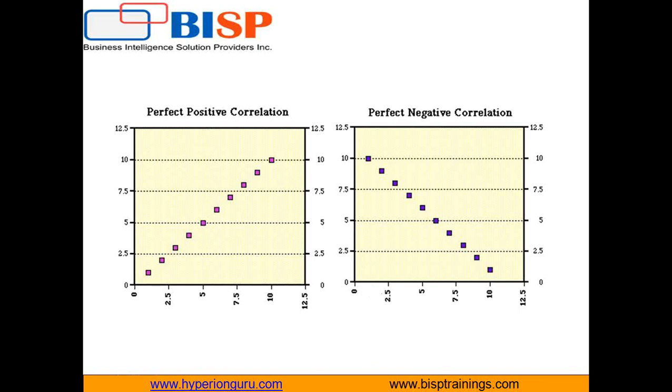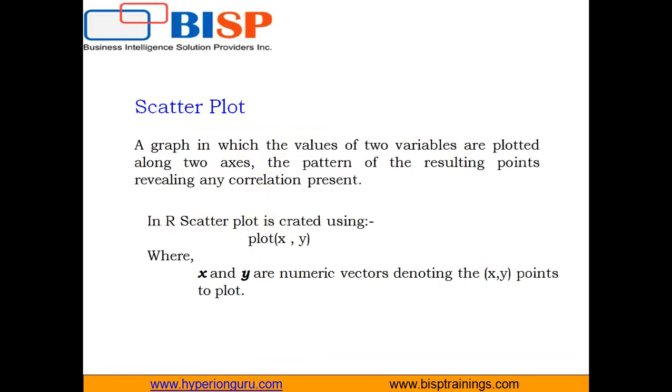A perfect correlation is given by the value of 1. A perfect negative correlation is given by the value of -1. If there is absolutely no correlation present, the value is 0. So how do we create a scatter plot in R? The function plot is used to make a scatter plot in R, and it takes two arguments. First is the x-axis value and the second is the y value, and we use this scatter plot to examine the relationship between x and y.